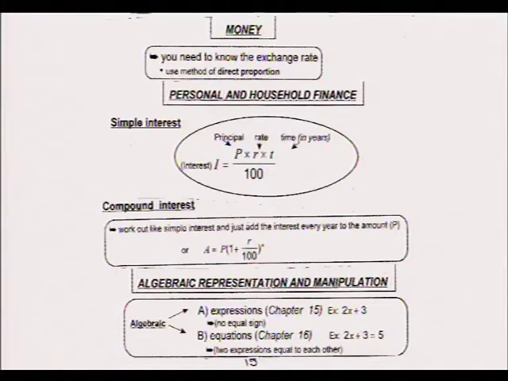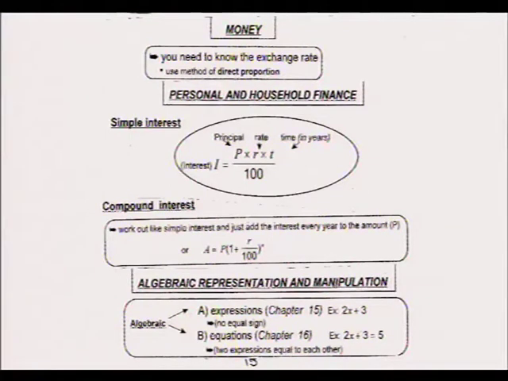Money. Personal and household finance. Simple interest. You have the principal times the rate times the time divided by 100. And interest we write in short I. Compound interest will be A is equal to P in brackets 1 plus R, the rate, over 100, to the power n.